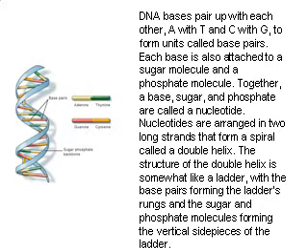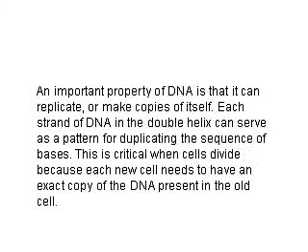Nucleotides are arranged in 2 long strands that form a spiral, and this is called a double helix, designed or conceived by Watson and Crick. The structure of the double helix is somewhat like a ladder, with the base pairs forming the ladder's rungs and the sugar and phosphate molecules forming the vertical side pieces of the ladder.